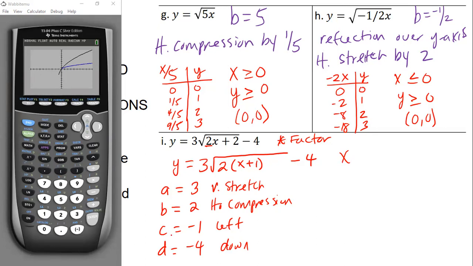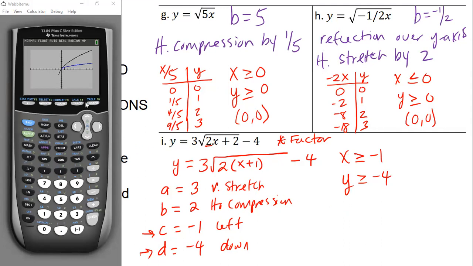-1. Your domain comes from your C. Do we see that? So your domain's either going to be less than or greater than your C value. So our C value is -1, and it's going to the right. So X is greater than or equal to -1. Your range is coming from your D value, right? So it's negative. So Y is greater than or equal to -4. That's our range.